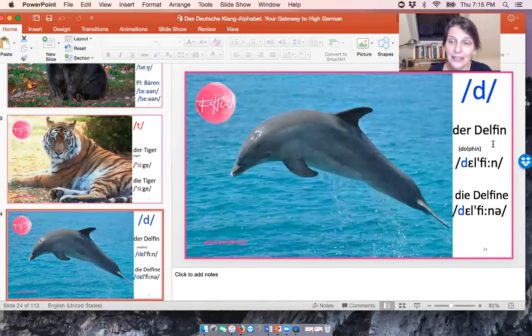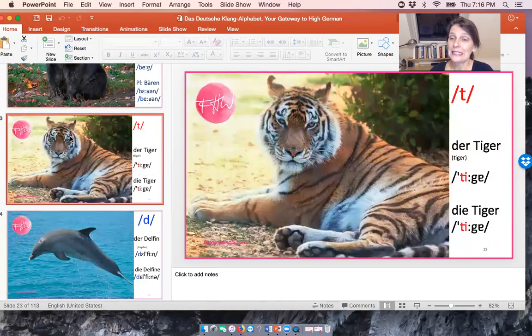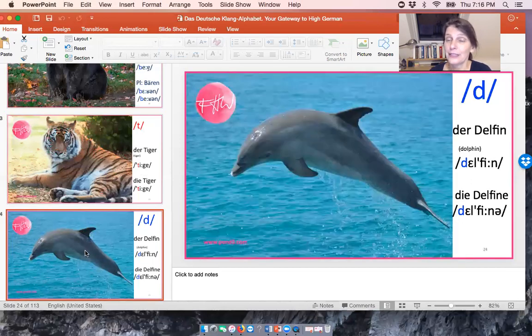So, dolphin, der Delfin, die Delfine. Now, I apologize for German plurals. Look, this is really incredible. We have Bären, Tiger, the same, and Delfine. But let's not worry about plurals. Right now, we're worrying about pronunciation, and we always want to focus on one sound. And so far, the sounds have been quite easy for people coming from an English-speaking background because they're the same. But there'll be differences soon.